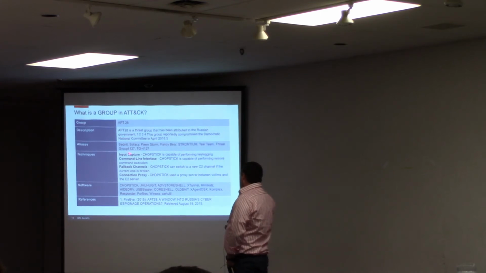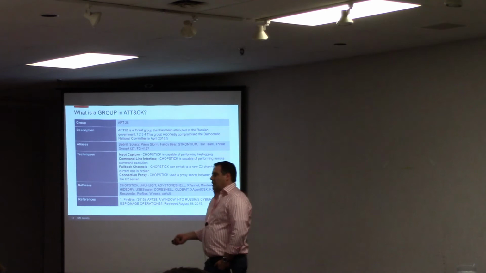And if you look down at the aliases, you can see that this group, which MITRE is calling ATT&CK, is known in the wild by a whole slew of different names. So if you see an article about Fancy Bear, or Threat Group 4127, or Sofacy, all of these different aliases are referring to this group.